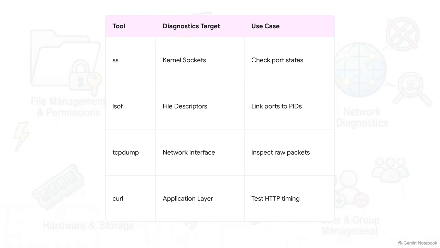And this brilliantly illustrates how all these advanced tools fit perfectly together. Consider this your ultimate summary cheat sheet for conquering the final boss of networking. We have ss targeting the kernel sockets to check port availability. We have lsof looking at file descriptors to link those ports back to system processes. We have tcpdump sitting right at the network interface to inspect the raw IP packets themselves. And we cap it all off with curl at the application layer, testing the actual HTTP responses and connection timings.